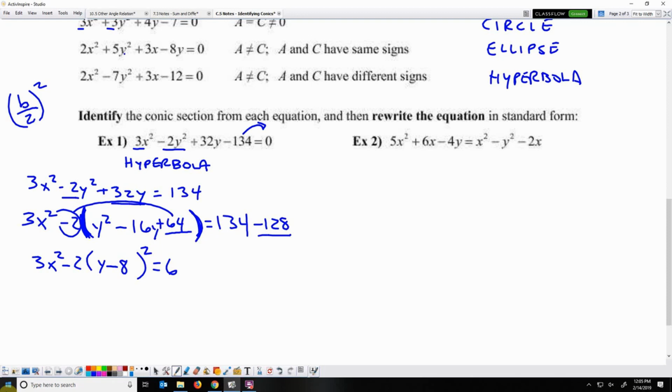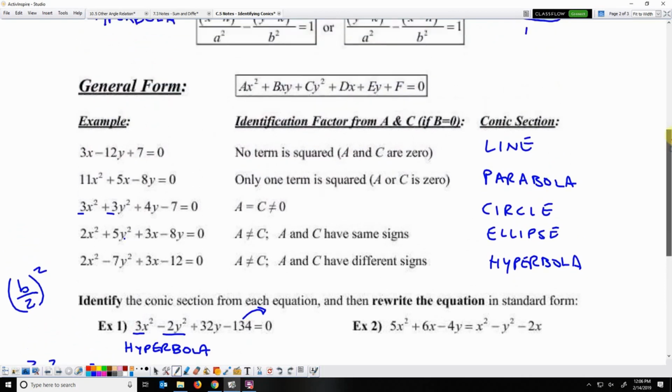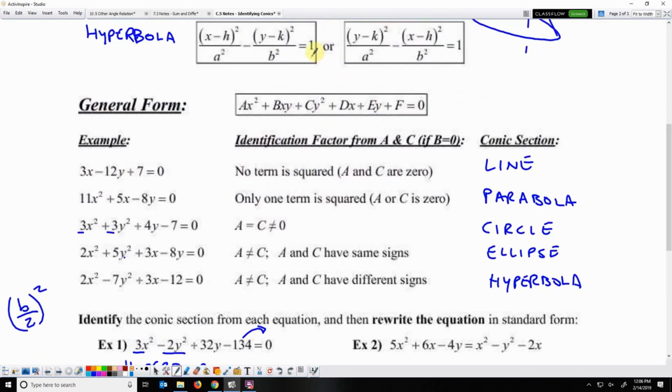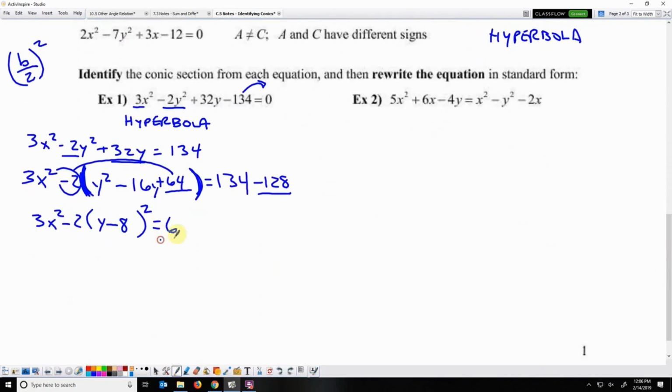To get into standard form for a hyperbola, I have to have that right side equal to 1. So I need to divide both sides, every term, by 6. 3 over 6 is 1/2, so this is x squared over 2. Then I've got minus 2 over 6 is 1/3, y minus 8 squared over 3, and 6 over 6 is 1.